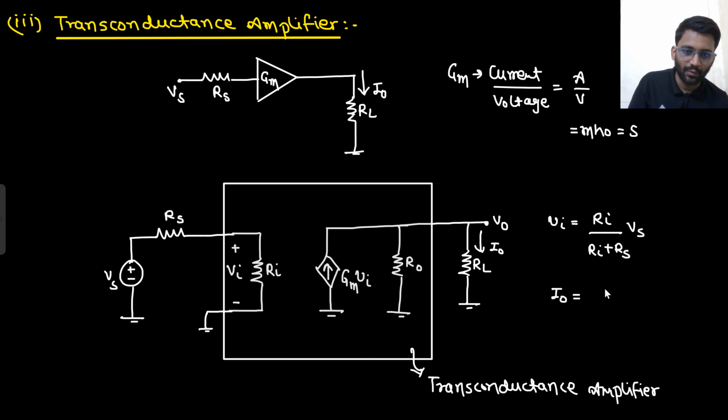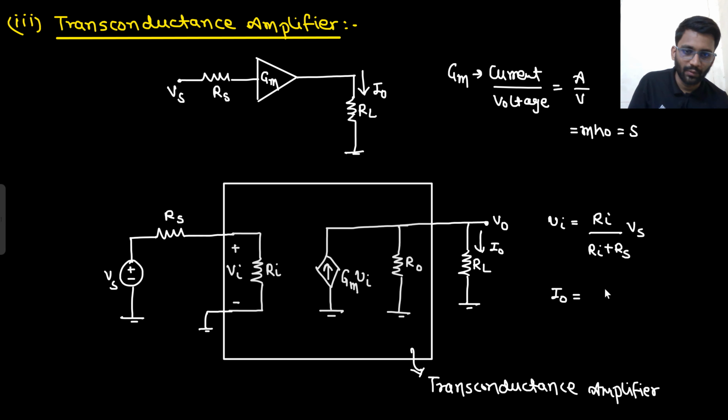Right? Gm Vin. So you are calculating the output current, not the voltage. This is your output current. Look, this is the voltage Vin that you are getting, Rin upon Rin plus Rs into Vin. Now this is the output current, not the voltage. Let's just not show the voltage, just show the current. In the output you are having that current, which is Io. That's it. Did you understand this point?